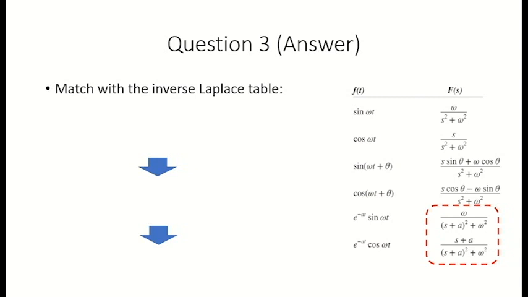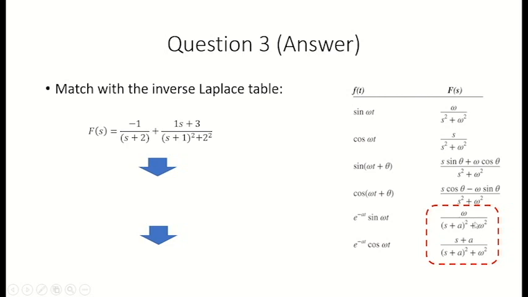The s squared plus 2s plus 5 can actually be written as s plus 1 squared plus 2 squared. Now we can see that the denominator has the same form as the one in the table. However, the numerator is still not the same. We can see that the a has to match and the omega also has to match.